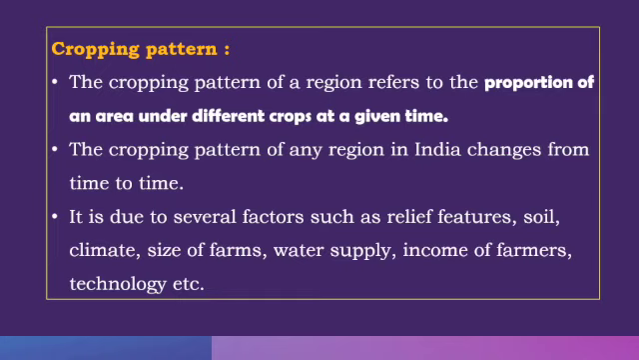Cropping pattern. What is meant by cropping pattern? The cropping pattern of a region refers to the proportion of area under different crops at a given time. The cropping pattern of any region in India changes from time to time. It is not always the same. It is due to several factors such as relief features, soil, climate, size of the farm, water supply, income of the farmers, and the technology used.